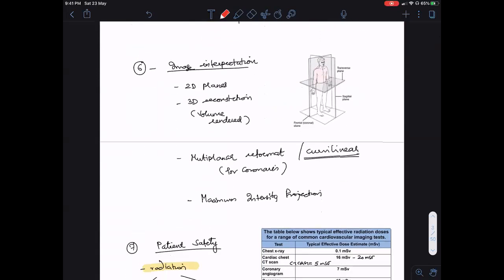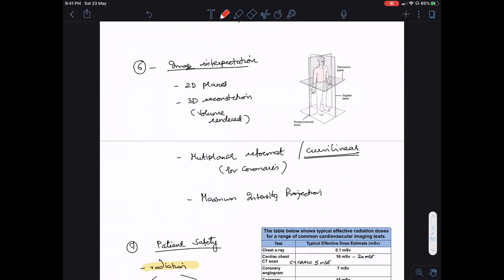Moving on to image interpretation, briefly, what we are usually aware of is the 2D plane image, whether the coronal, sagittal, or axial cuts. Volume rendered VR imaging can also be used. For coronary imaging, we have to understand that there are two specific types of reconstructions. One is the multiplanar reformat, or the curvilinear multiplanar reformat, which is specifically used for coronary imaging. The second one is the MIP projection, the maximum intensity projection, applicable to both CT and MRI, again to identify coronaries with much more clarity.